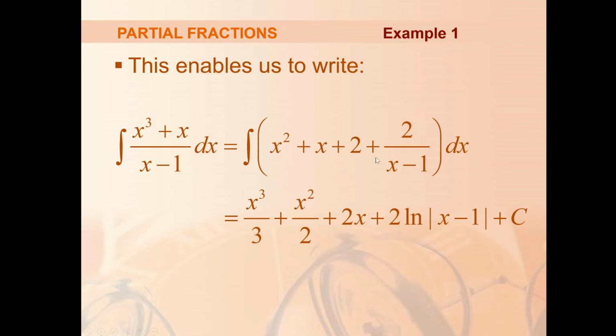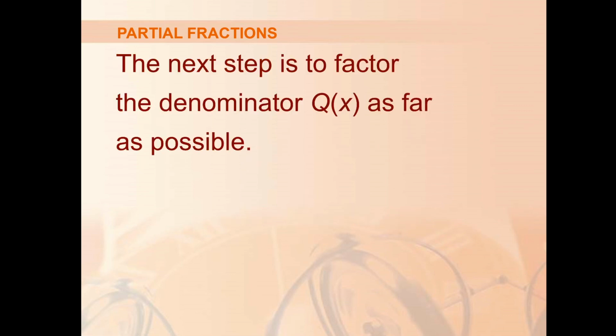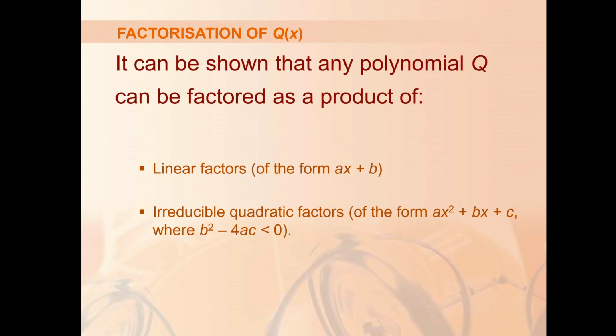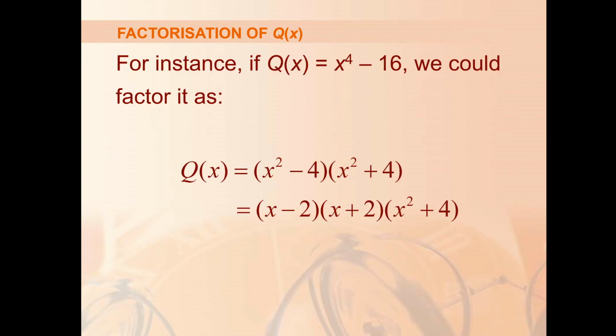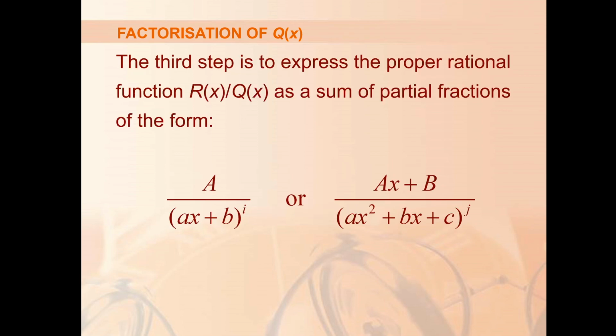Again, for the first 3 terms, we're just using the basic power rule. For this last one, we're using the natural log of the absolute value of the quantity. The next step is to factor the denominator, if that's possible. This shows how to deal with the polynomial factorization. Let's say we have x to the power of 4 minus 16. This can be written in factored form as x minus 2, x plus 2, x squared plus 4.